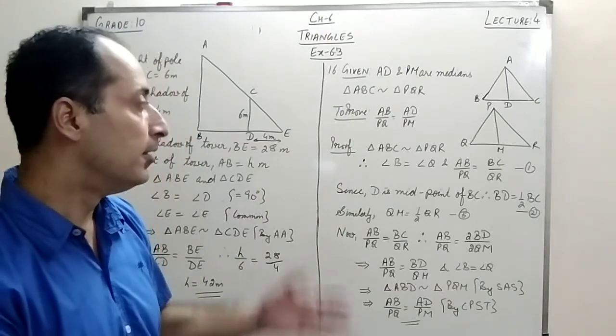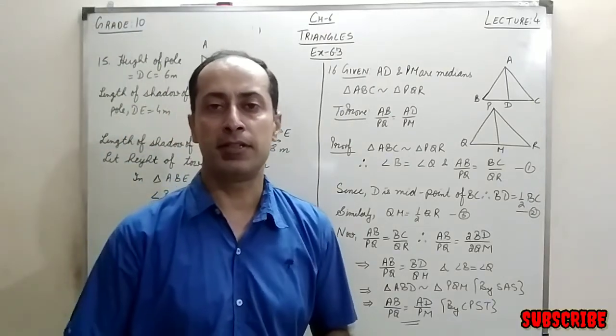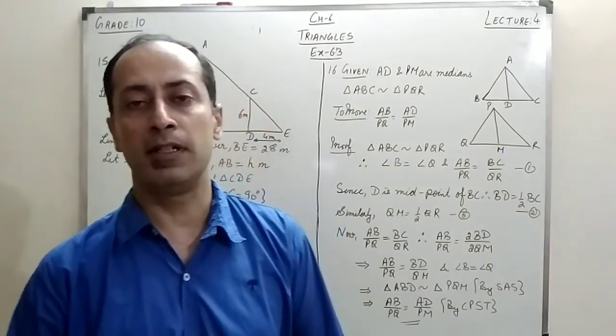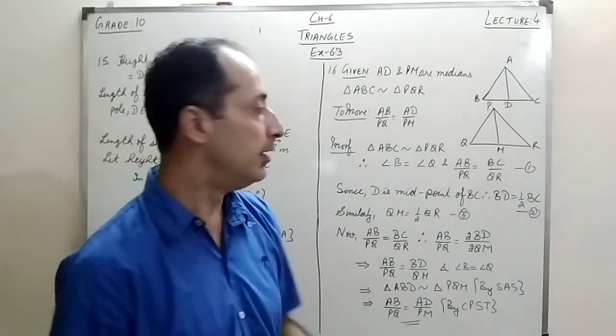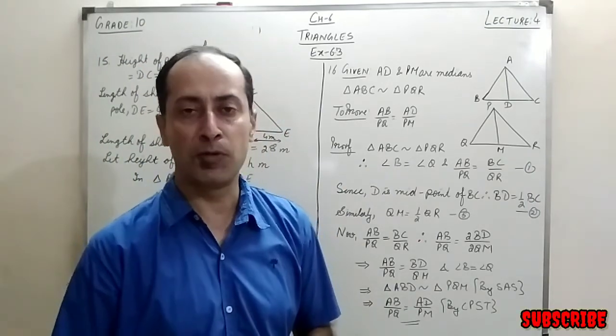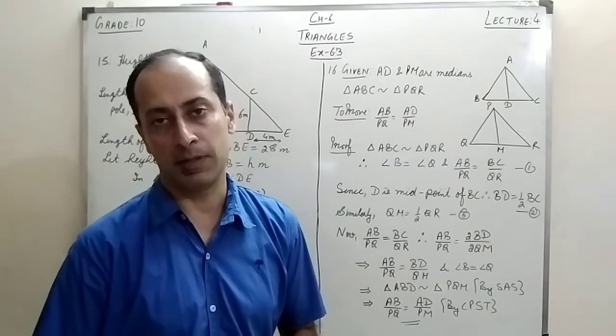Now when they are similar, obviously the remaining parts, when we talk about the sides, the ratios will be equal, and when we talk about the angles, those would be equal. But here we only need to prove that the ratio of the sides are equal, right?